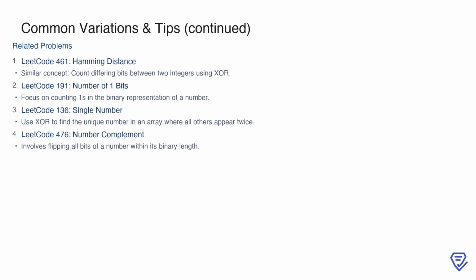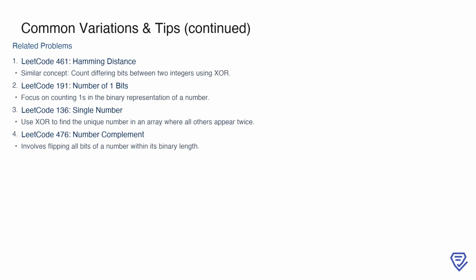This problem is closely related to several other LeetCode problems, which can help reinforce your understanding of bit manipulation. For example, LeetCode 461, Hamming Distance, uses a similar concept of counting differing bits between two integers with XOR. LeetCode 191, Number of 1 Bits, focuses specifically on counting ones in the binary representation of a number, which is a key step in this problem as well.